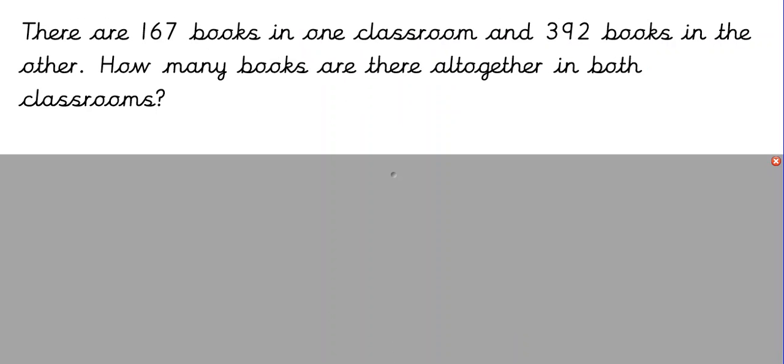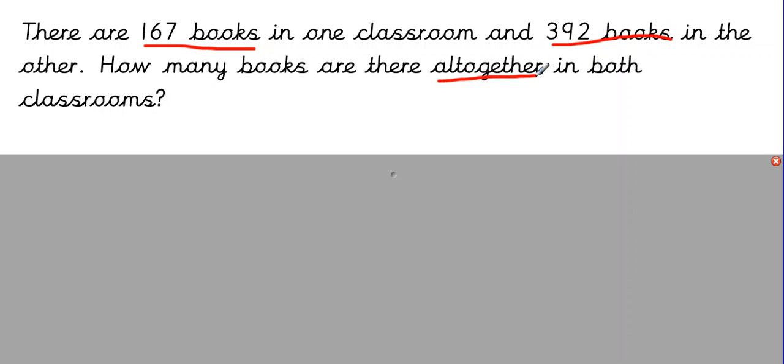Let's have a look at this one. So there are 167 books in one classroom and 392 books in the other. How many books are there altogether in both classrooms? So let's take our important information. So we've got 167 books and we've got 392 books. And we want to know how many there are altogether.